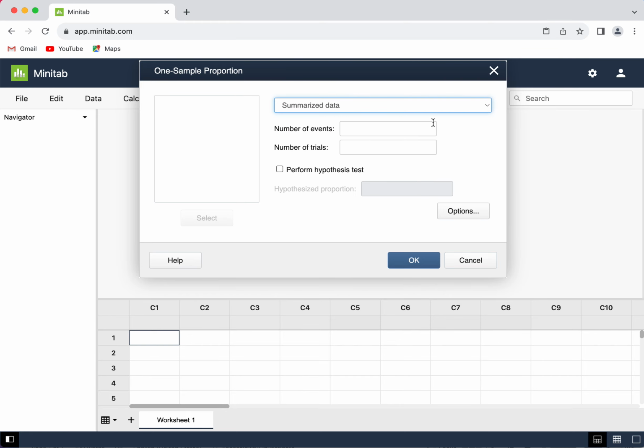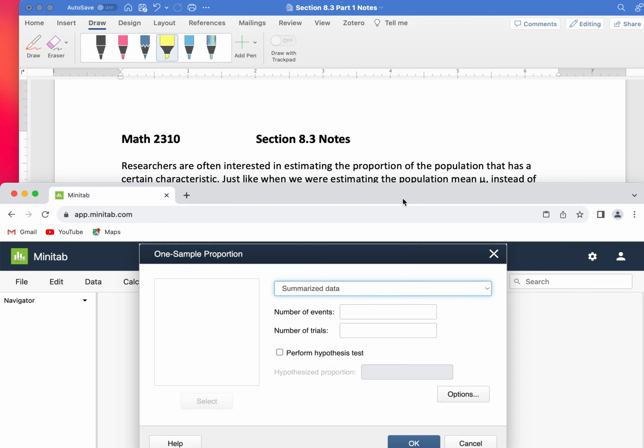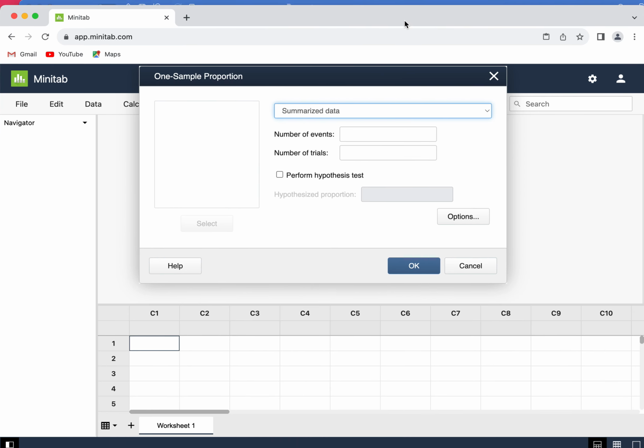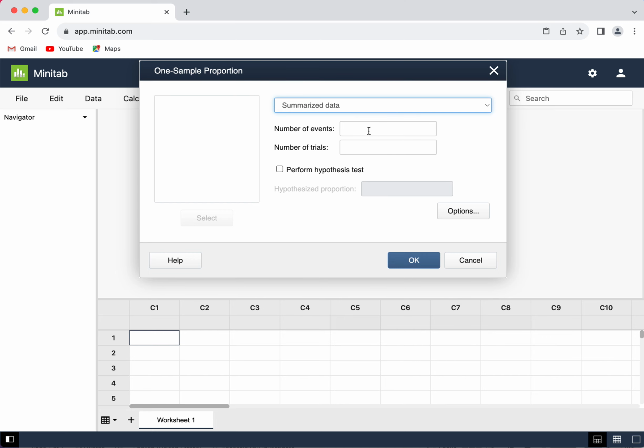Select Summarize Data. And now we're going to enter the number of events and the number of trials. The number of trials is always the total number or the larger number. So in my case here, it would be the 100, and then 62 of those 100 returned the voucher. So that would be my number of events. If you get these backwards, Minitab will help you figure out that you're supposed to switch them.